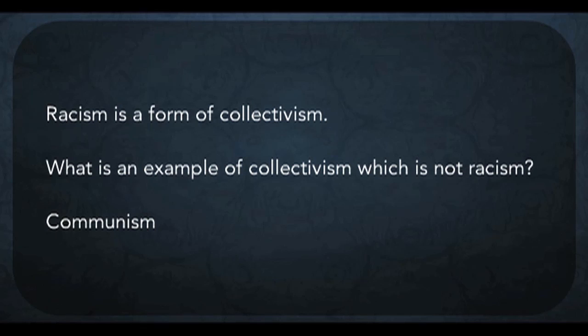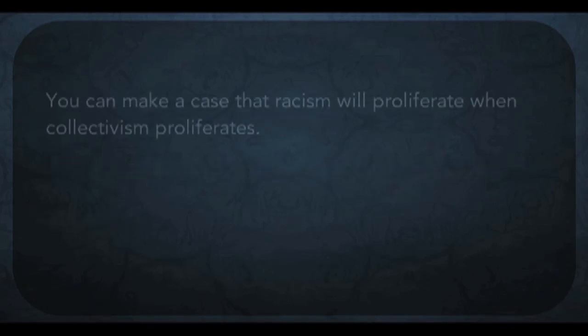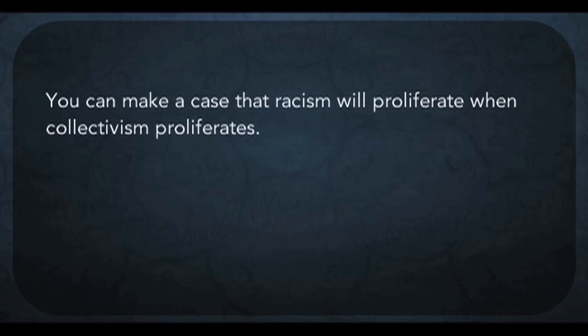I don't think it's an accident that, for instance, anti-Semitism is so strong in Russia, that racist feeling is growing in Britain as they get more and more socialistic and so on. So I think you can make a case that racist doctrines will start to proliferate when collectivism of any kind takes place in a society, but it doesn't mean that the two doctrines are synonymous. Technically and philosophically, racism is one form of collectivism.